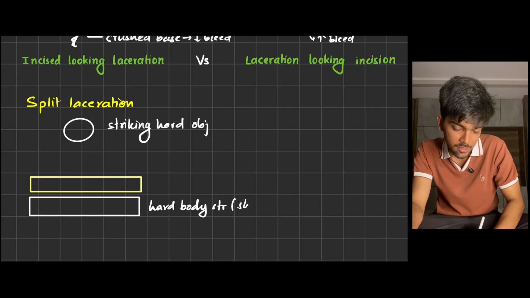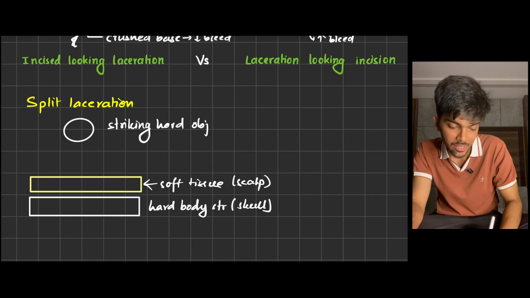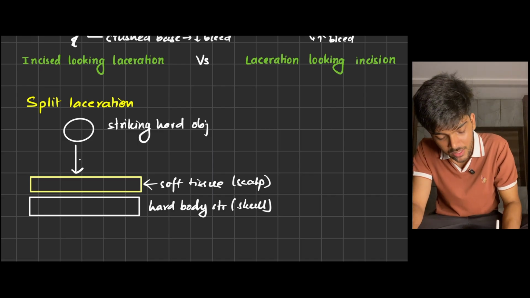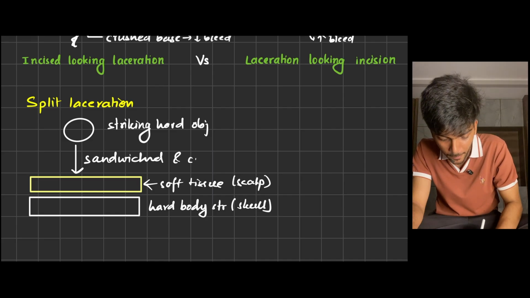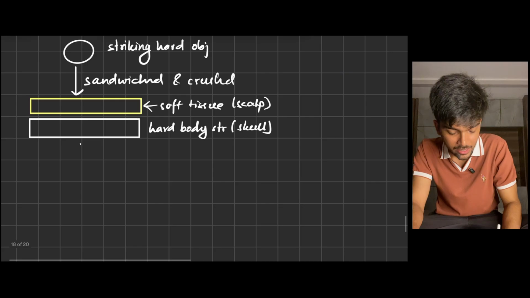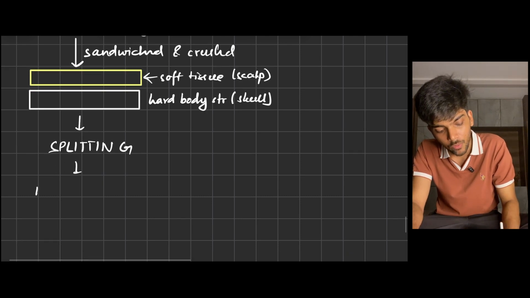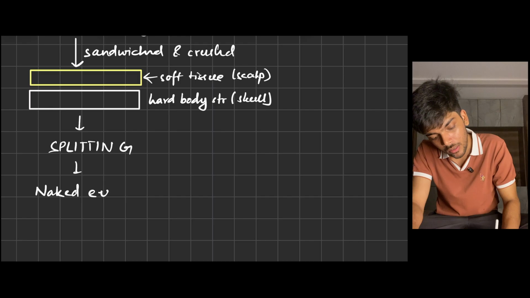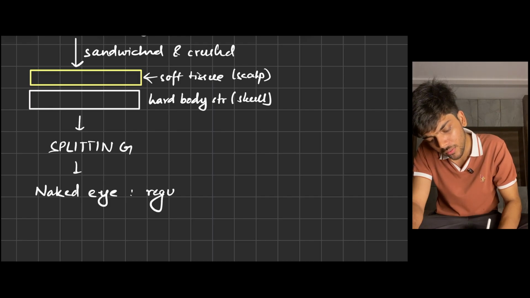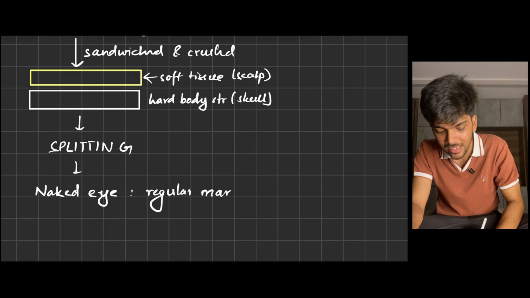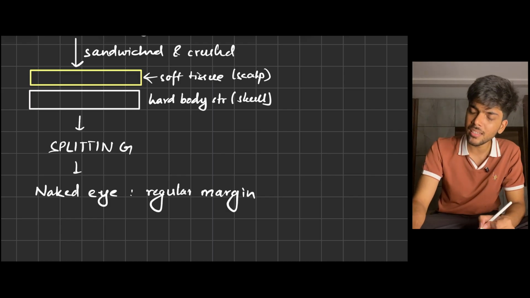For example, in this case, it's the skull and the soft tissue itself is the scalp. So the scalp gets crushed in between the striking hard object and the skull underneath. It is sandwiched and then crushed. As it gets crushed, it splits. Splitting takes place, and that is why it is referred to as split laceration. But with naked eye, you can see a regular margin. Now the thing is, laceration has irregular margin, incision has a regular margin.